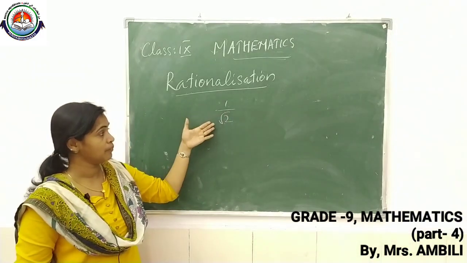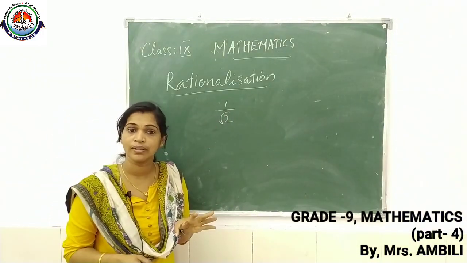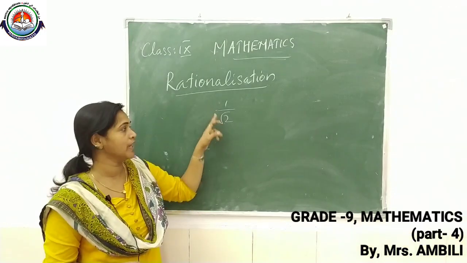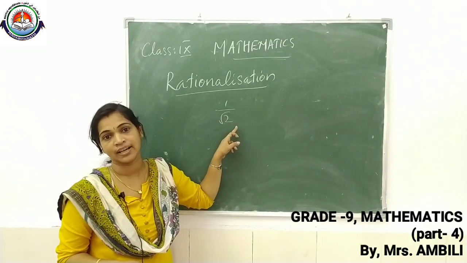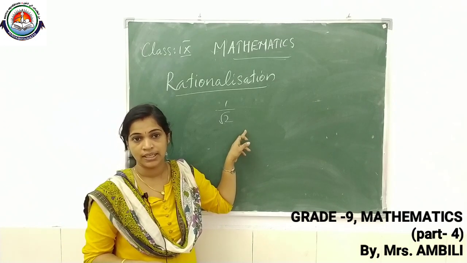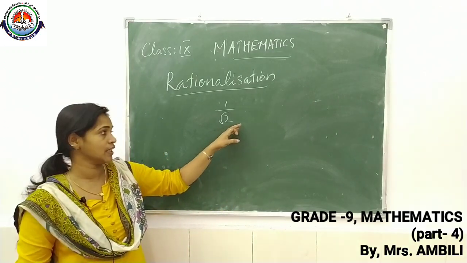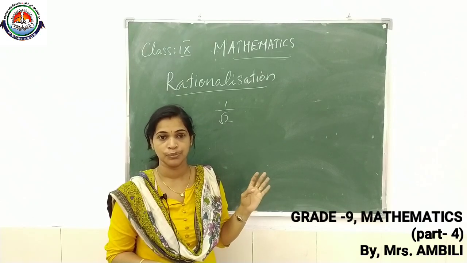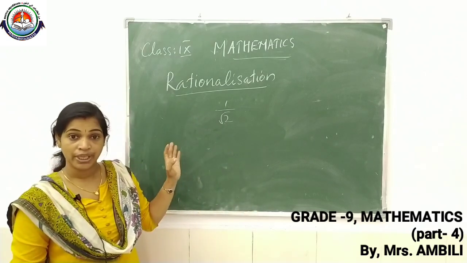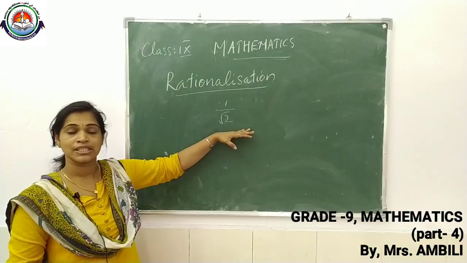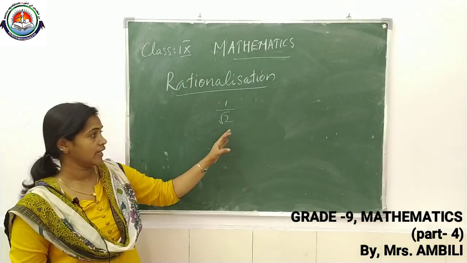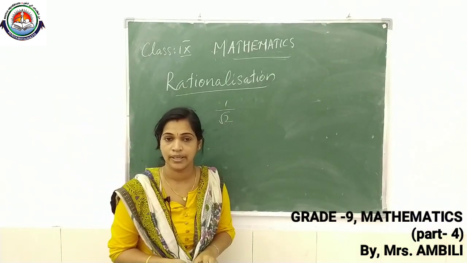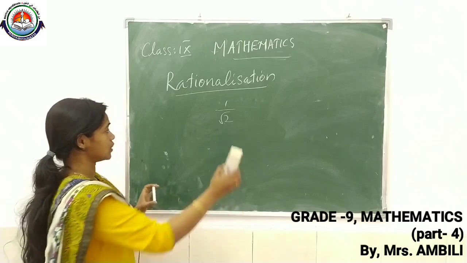When we are writing 1 by root 2, it is not a problem. To be in simplest form, we want to make the denominator a rational number. That's why we are changing the denominator into a rational number. Otherwise, it is not a problem. To change into simplest form, we need to change this irrational number into a rational number.